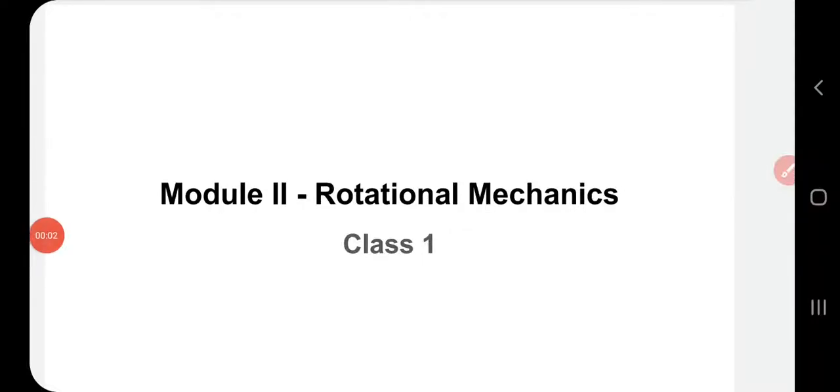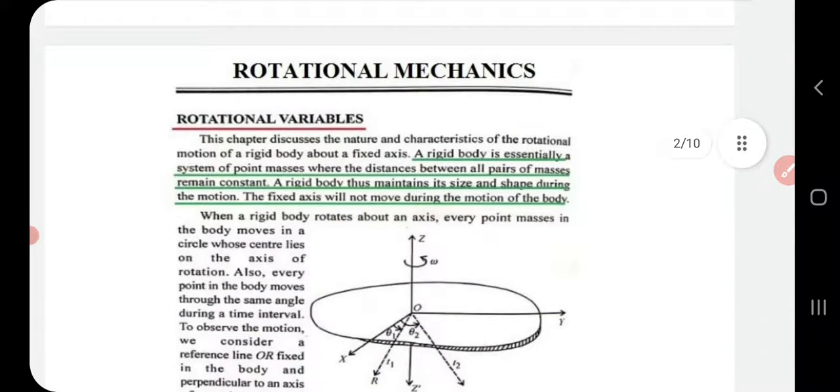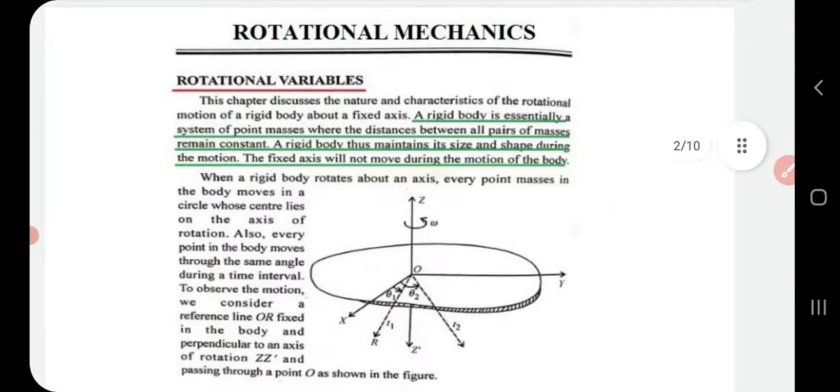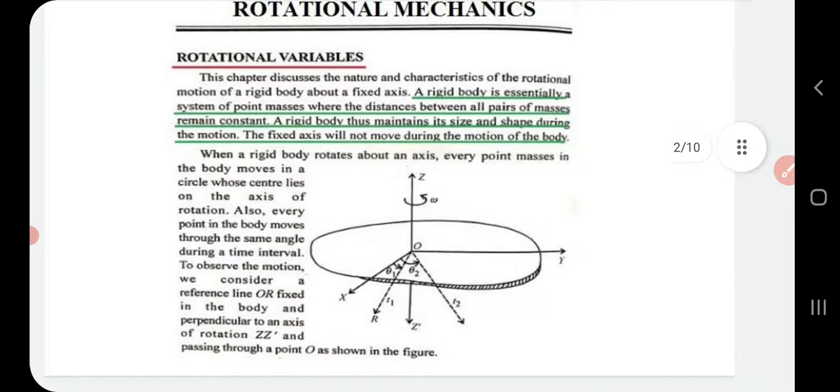Good morning. Today we will start with a new module, and it is rotational mechanics. Here we will learn about rigid body and rigid body dynamics. Okay, so let us begin with the class.